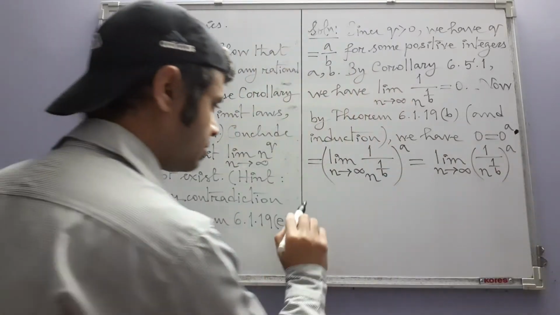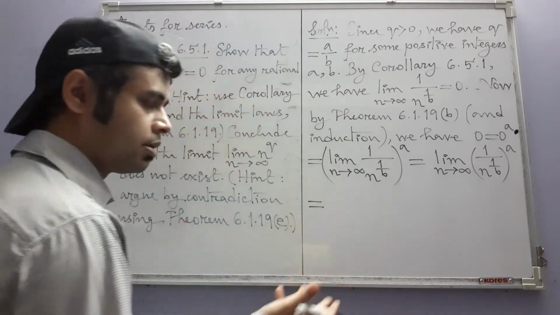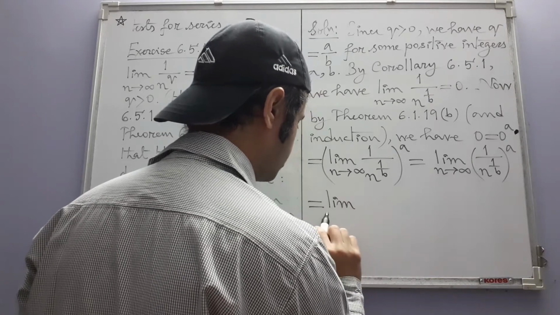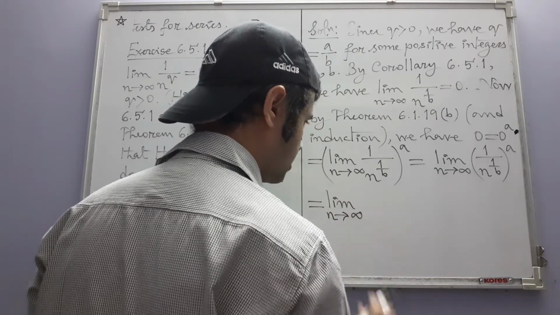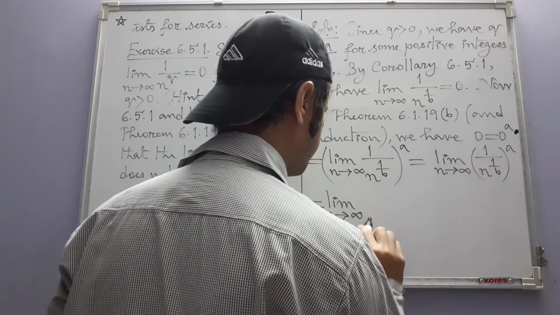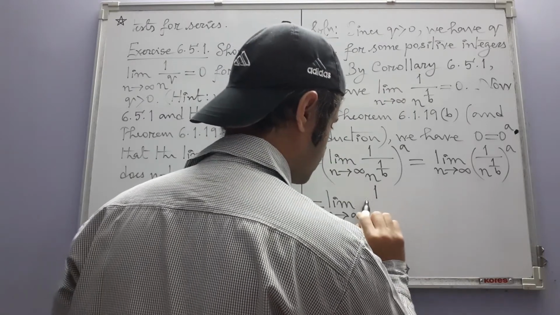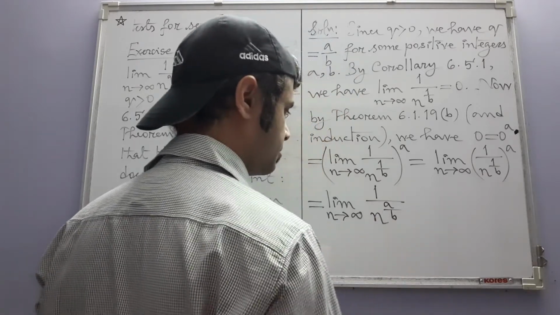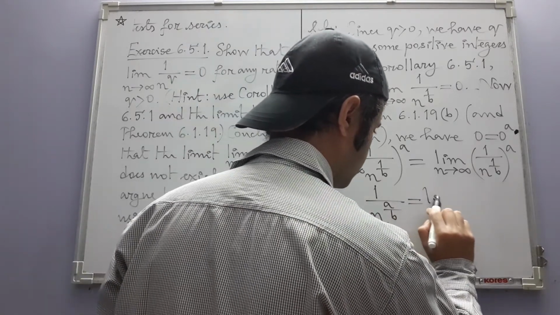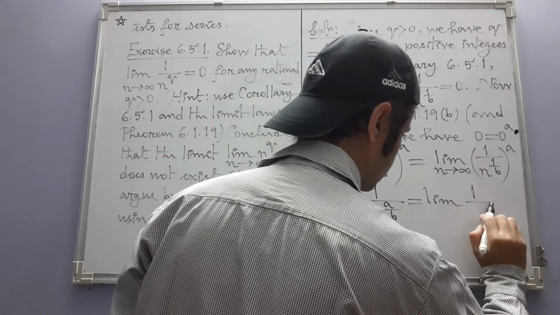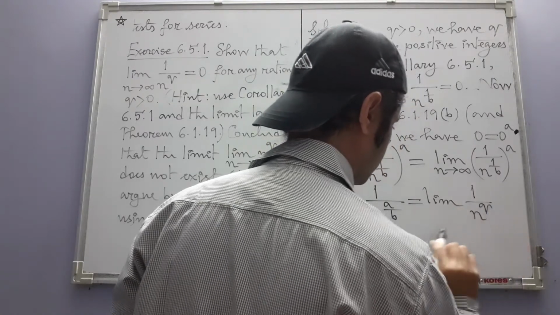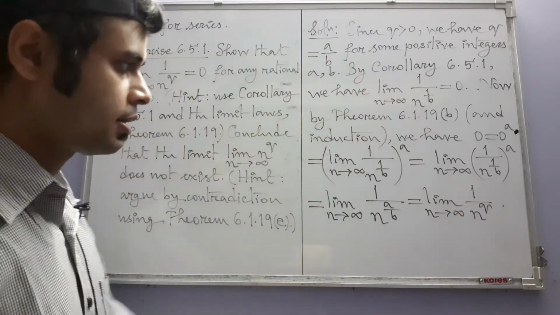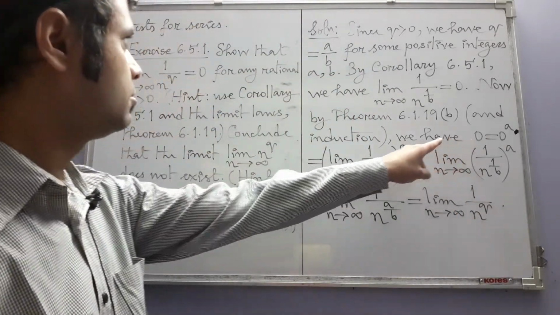This, and then by usual rules of exponent and bth roots, things which we have already obtained, this is equal to this, that is this, and that's how this limit is equal to 0.